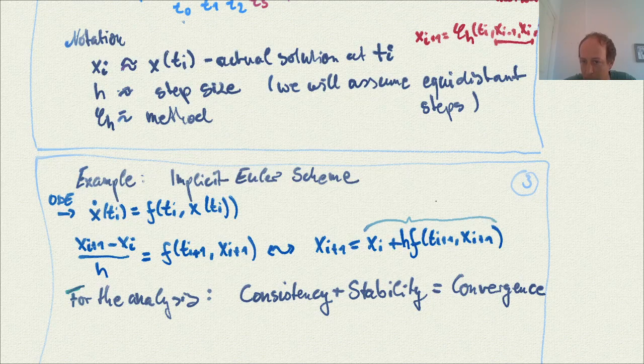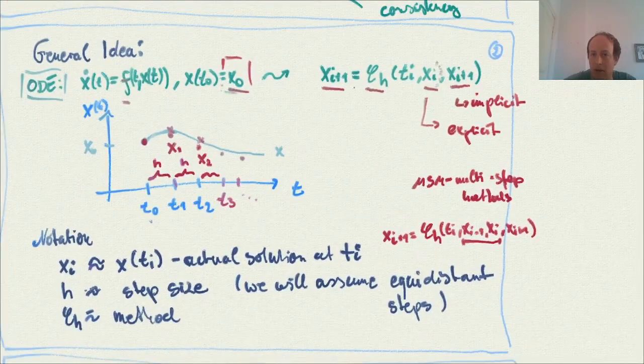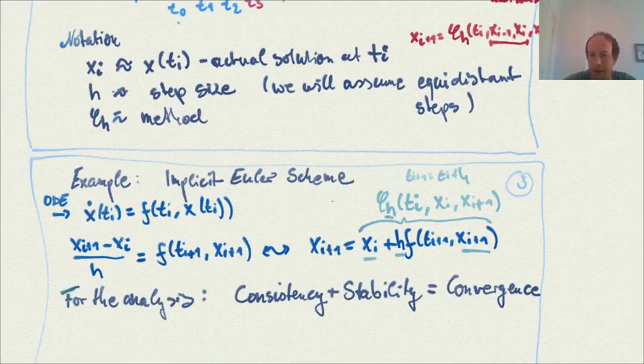All what is in here defines this phi, there's this h, here you see the t_i, actually it's t_{i+1}, but wait a second, you see the x_i, you see the x_{i+1}. So here's the x_i, here's the x_{i+1}, here is this h. You don't see the t_{i+1} yet, there's only the t_i, but because it depends on h, and the function already knows the h, it can compute the t_{i+1} from t_i plus h. Note that t_{i+1} is t_i plus h. So this is the implicit Euler scheme in this general form: x_{i+1} is phi_h of t_i, x_i, and x_{i+1}.